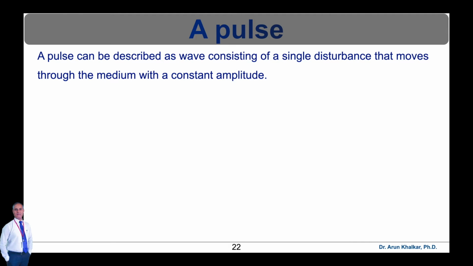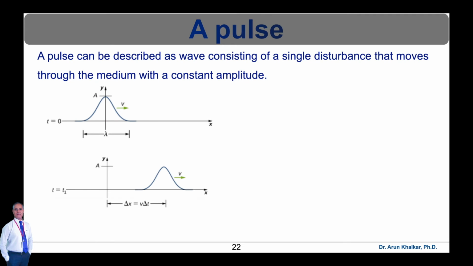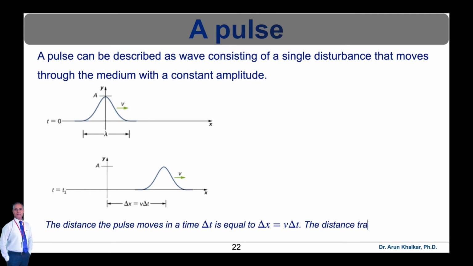A pulse can be described as a wave consisting of a single disturbance that moves through the medium with a constant amplitude. The pulse moves as a pattern that maintains its shape as it propagates with a constant wave speed. Because the wave speed is constant, the distance the pulse moves in a time delta t is equal to delta x. That is, delta x is equal to v delta t.